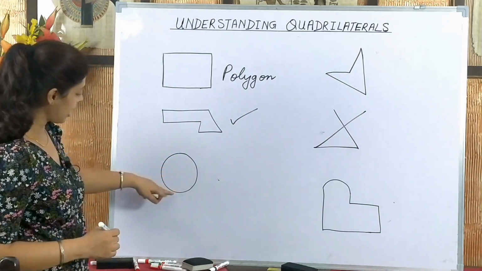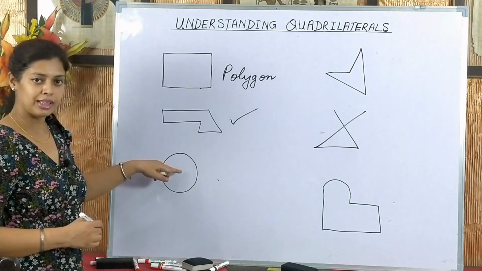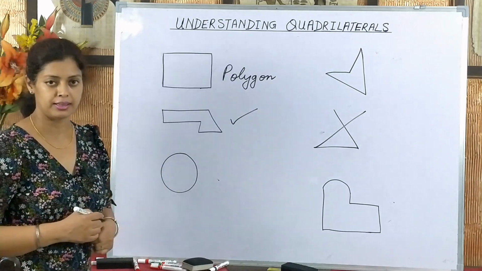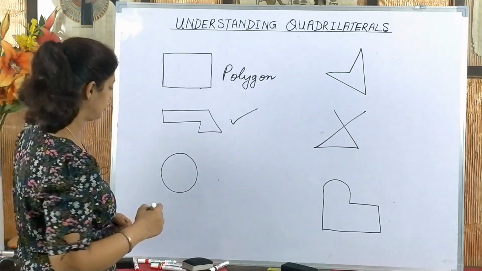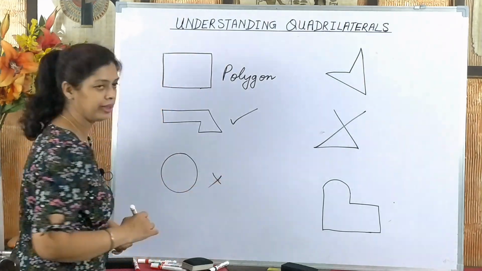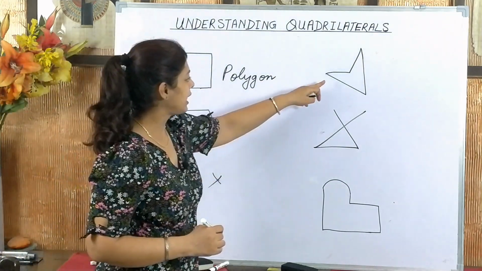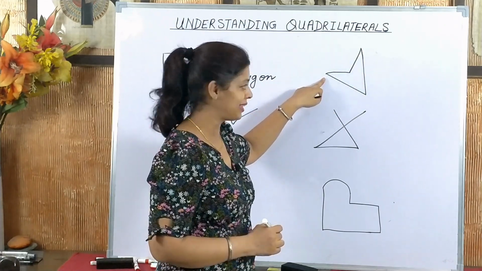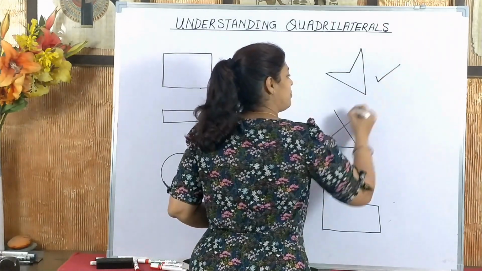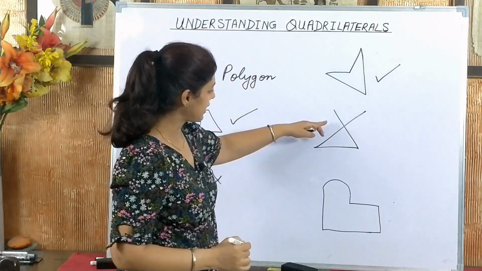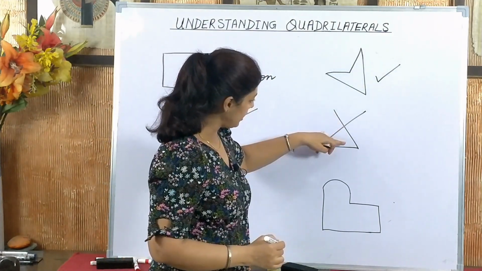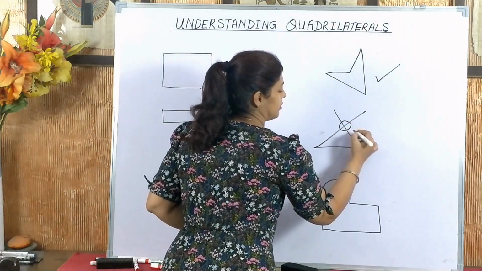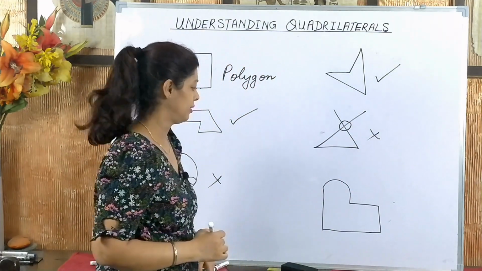In this case, I have a circle, and although it is a closed 2D shape, it has no sides or vertices or angles. It is a curved shape, so it is not a polygon. In this case, it is a simple closed curve again made up of only line segments. So yes, this is also a polygon. Now in this curve, 2 lines cross. So this is not a simple closed curve. So this cannot be a polygon.